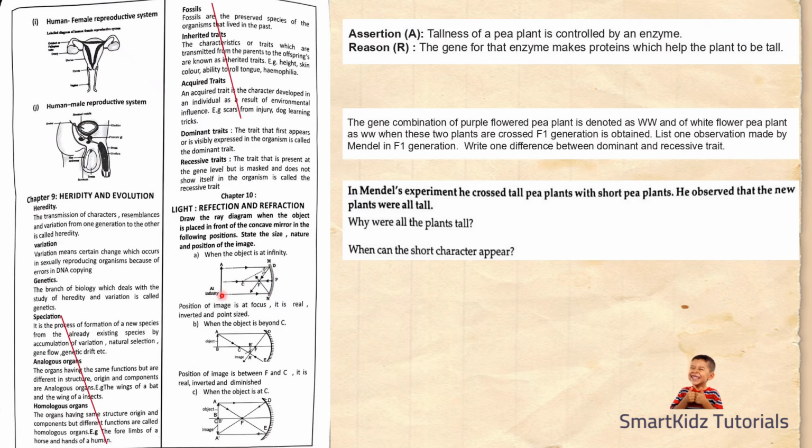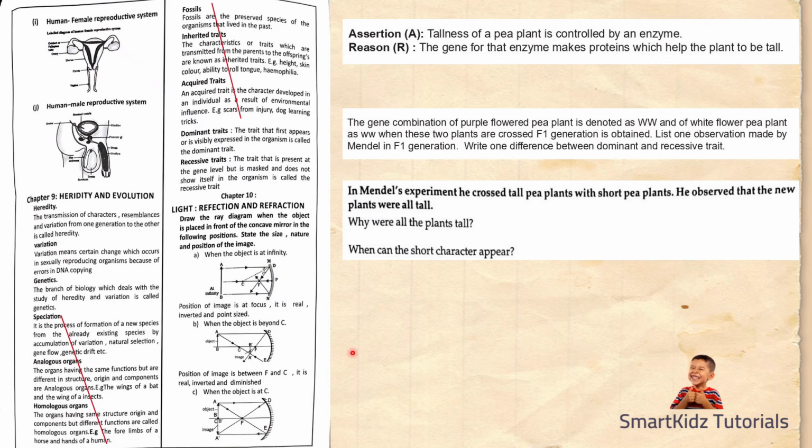When the object is at infinity, you should know where the image will be formed. Then we bring the object a little closer, still beyond C, and where is the image formed. Then when it is at C, where is the image formed. Then in between C and F, where is the image formed. And then between F and P, that is the pole, where is the image formed in case of the mirror.